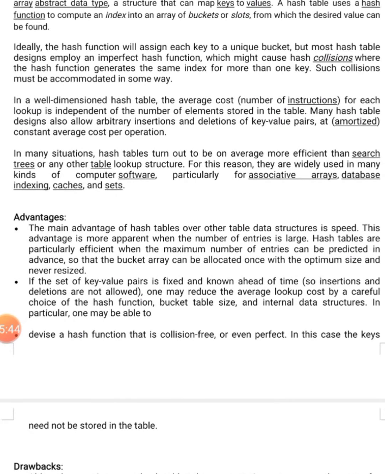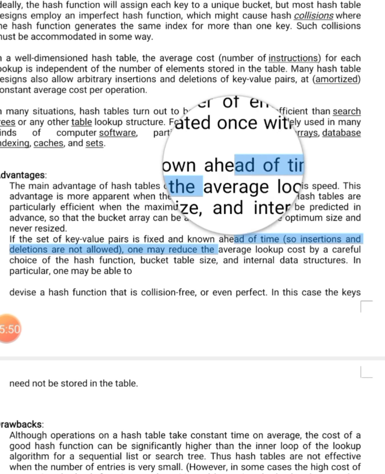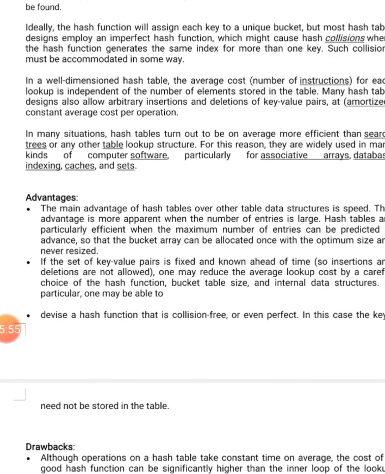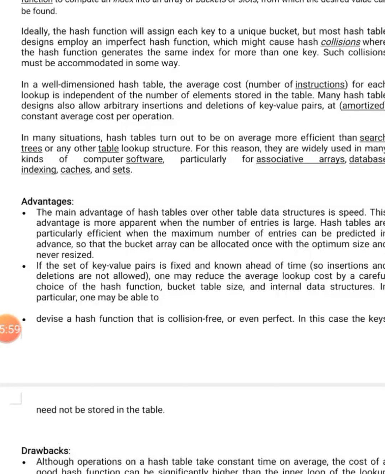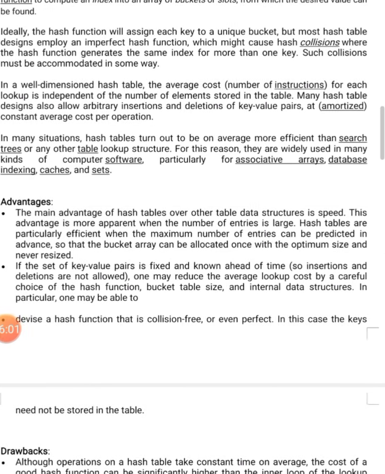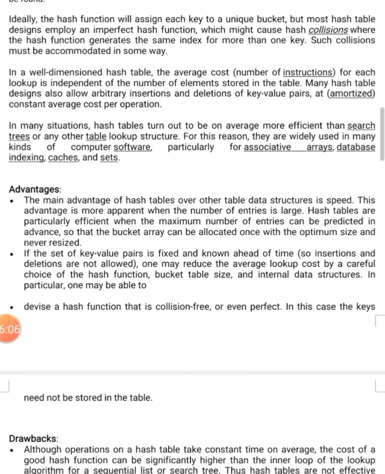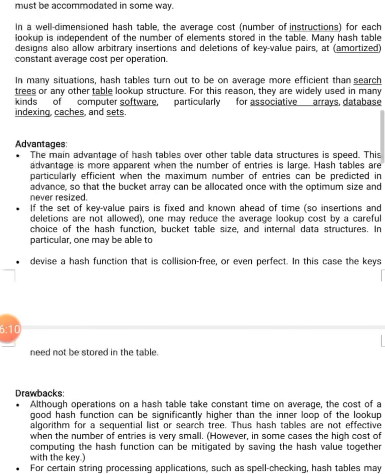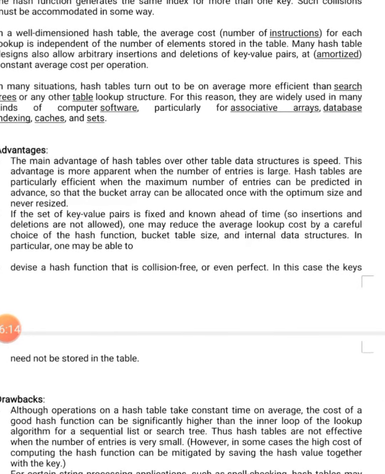Ideally, the hash function will assign each key to a unique bucket, but most hash table designs employ imperfect hash functions, which might cause hash collisions where the hash function generates the same index for more than one key. Such collisions must be accommodated in some way. In a well-dimensioned hash table, the average cost (number of instructions) for each lookup is independent of the number of elements stored in the table.